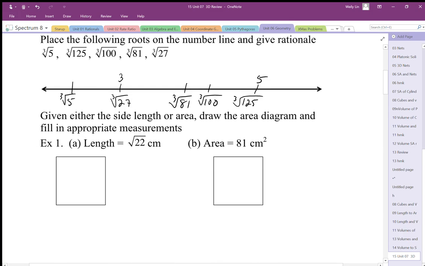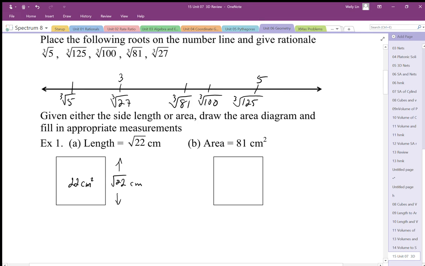Okay, so again, with squares and square roots, make sure we can put the length and areas into the right parts of the diagram. So the length is square root of 22 centimeters. Okay, so square root 22, that would be a length. That would make the area 22 centimeters squared. Okay, so that 22 on the inside represents an area. We square root it, we get length.